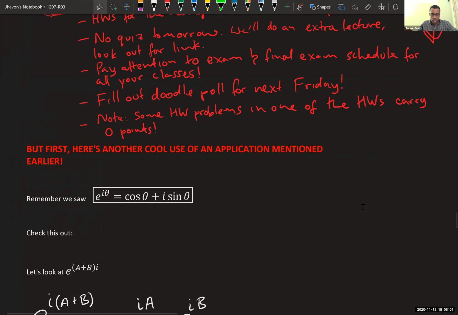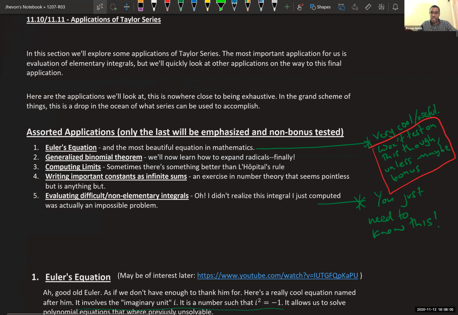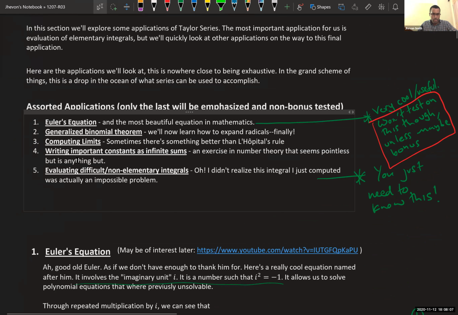Okay, so again, just to remind you and make a note to self again. Of all these applications, the only one I'm really going to test you on is number 5. So that's what you need to know.